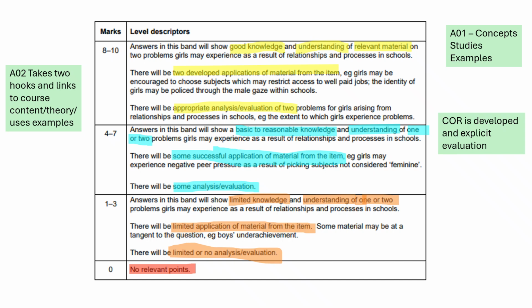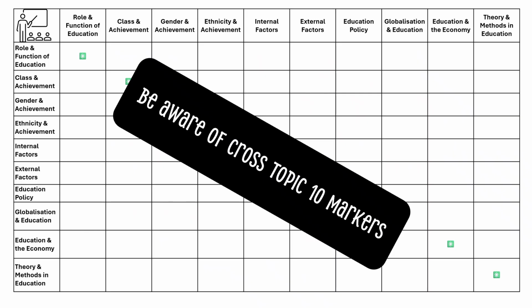Now, we have touched upon this already, but I'm going to reiterate it because it is a point worth reiterating. Be aware of cross-topic 10 markers. They are really tricky. They're tricky because you can't really predict them. The only way you can prepare is to use these kind of matrix grids.